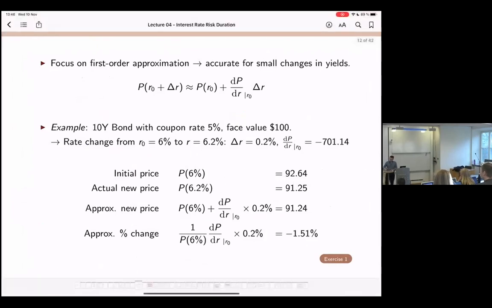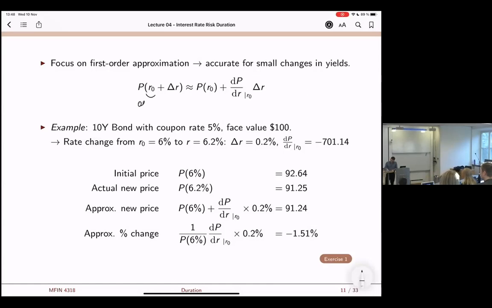So again, what we're doing here, this is just another way to write the derivative. You can use the way you prefer. I don't really care. You have the new price, right? So what you have here is the old, right? And here you have the change. Okay. What we say is that the new price is going to be equal to the old price again, plus the change in rate multiplied by the derivative of this function.